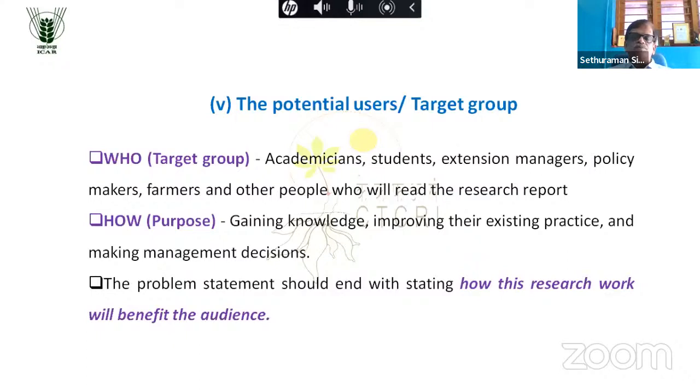So if you say that the problem statement is about 10 paragraphs, you make two paragraphs for each and every element. Like that, depending upon the nature of your work and the size of the thesis which is prescribed by your university, you can prepare the problem statement.